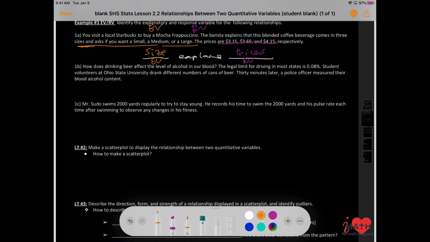How does drinking beer affect the level of alcohol in our blood? The legal limit for driving in most states is 0.08%. Student volunteers at Ohio State drank different numbers of cans of beer. 30 minutes later, a police officer measured their blood alcohol content. So we're looking for an EV and the response variable, and we're figuring out which one explains the RV. So what's the outcome? Well, what is the police officer trying to measure? The police officer is trying to measure their blood alcohol content.